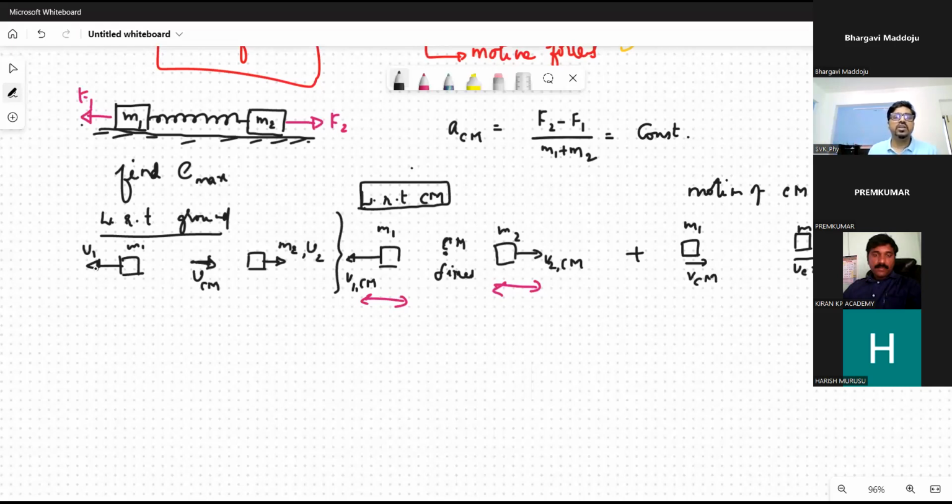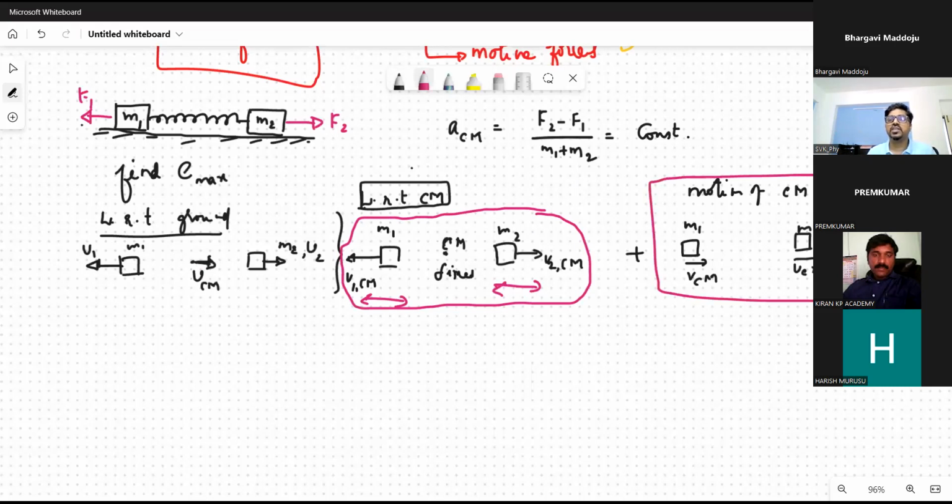You focus on only that component of velocity which is causing change of separation. So this is called the principle of superposition. Total velocity can be visualized as V cm plus velocity of each particle with respect to center of mass. This is the motion which is causing change of separation. This is what I want to focus on. The other motion does not cause change of separation. That I am not going to consider right now. Leave that. We'll focus only with respect to center of mass.